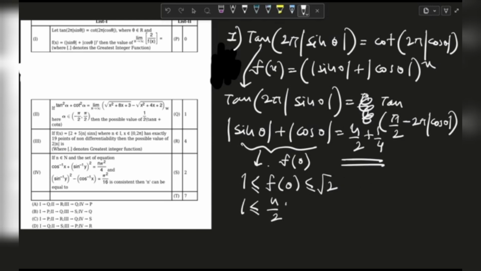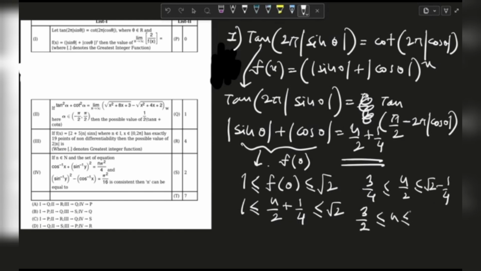So 1 less than equal to n by 2 plus 1 by 4 less than equal to root 2. Now if we do a little bit of multiplication and take this 1 by 4 to both sides, this thing will become 3 by 4 less than equal to n by 2 less than equal to root 2 minus 1 by 4. So if we multiply now, I guess what we will have is 3 by 2 less than equal to n less than equal to (4 root 2 minus 1) by 2. This is the final result.